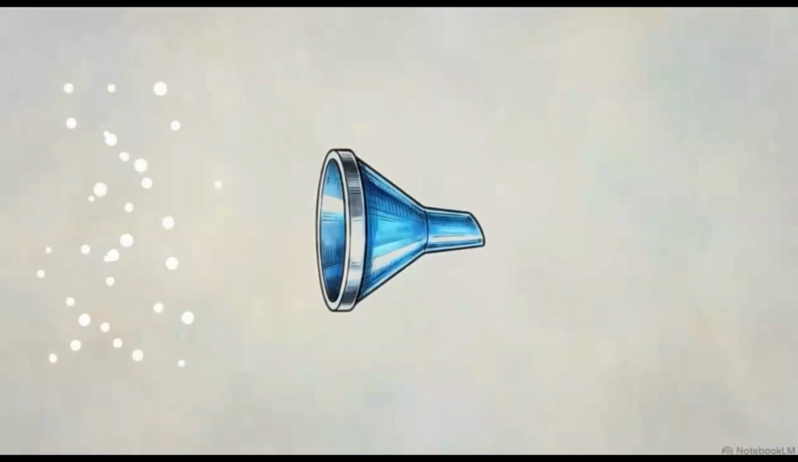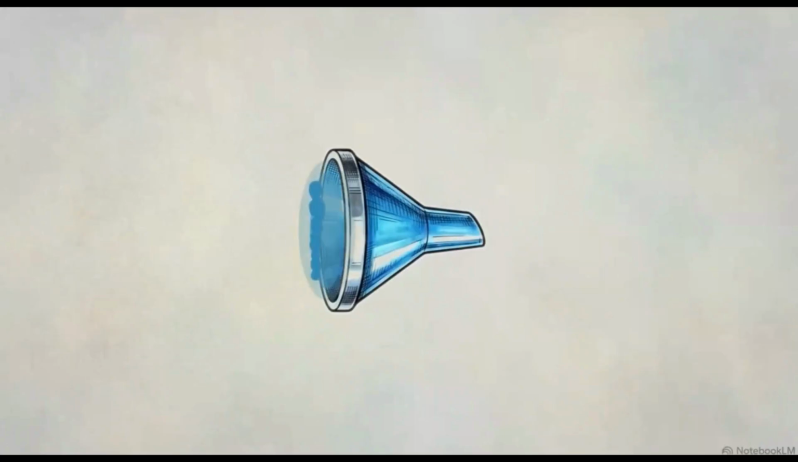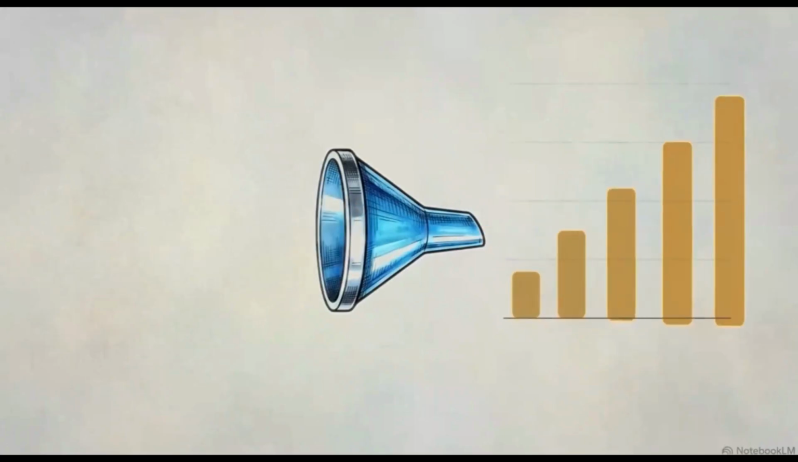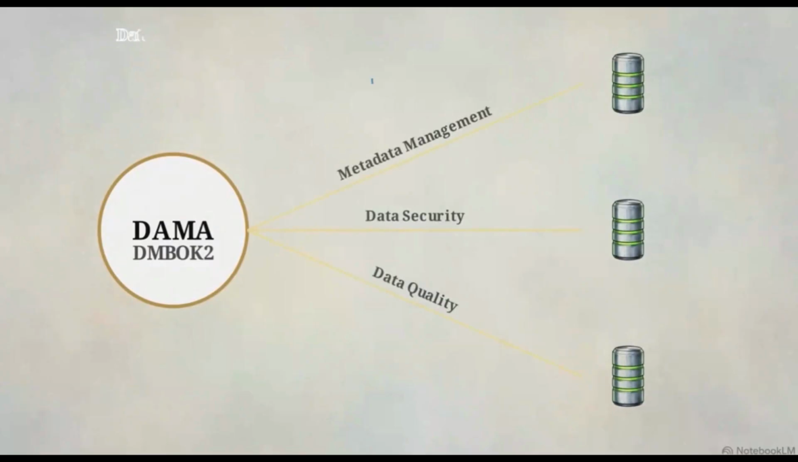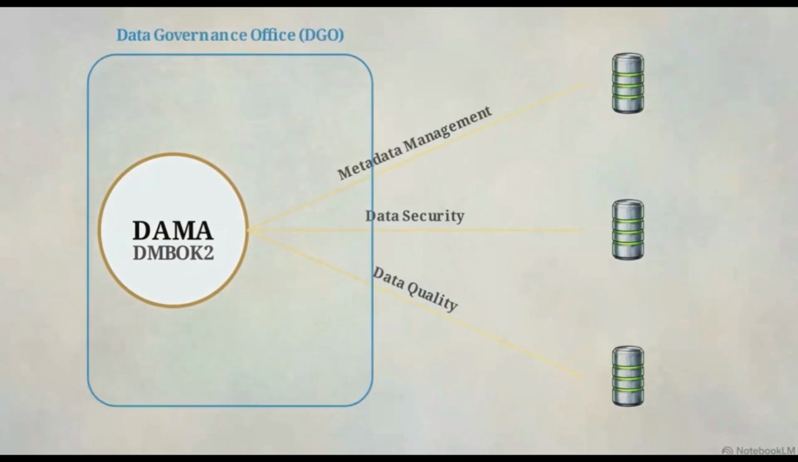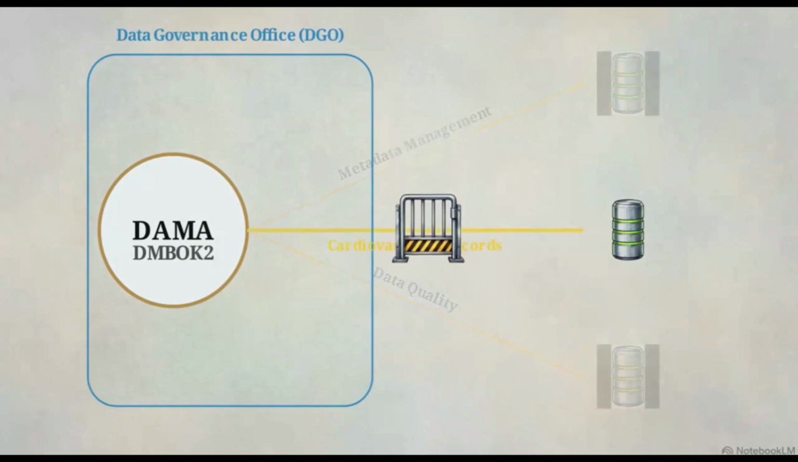These frameworks organize the hospital's data flow, transforming raw patient information into an enterprise asset that satisfies both the Data Protection Act and the hospital's strategic mission. We start with DAMA DMBOK2. This central hub for data management ensures metadata, security, and quality are integrated. Using DAMA, the hospital establishes a data governance office and assigns a data owner to each domain. The head of cardiology, for instance, becomes accountable for cardiovascular records.